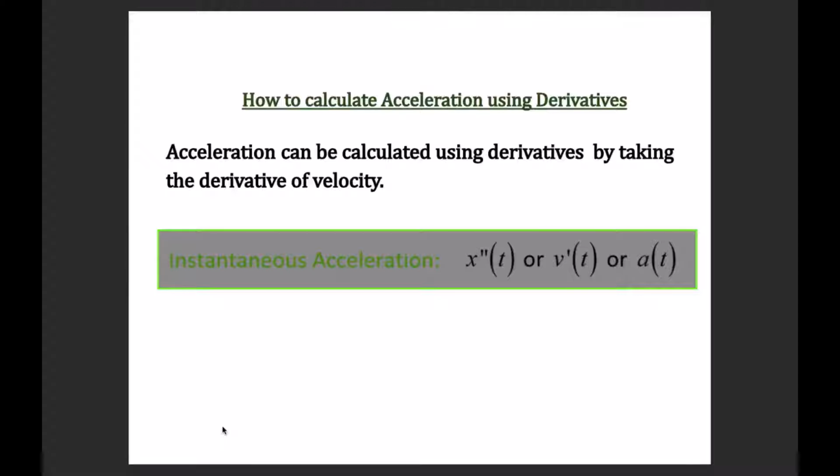How to calculate acceleration using derivatives. Acceleration can be calculated using derivatives by taking the derivative of velocity.